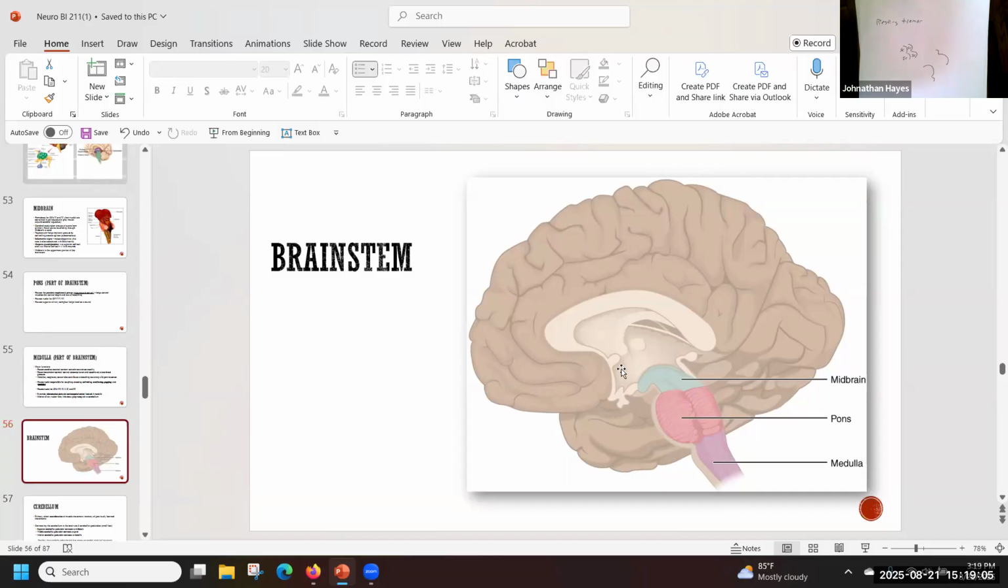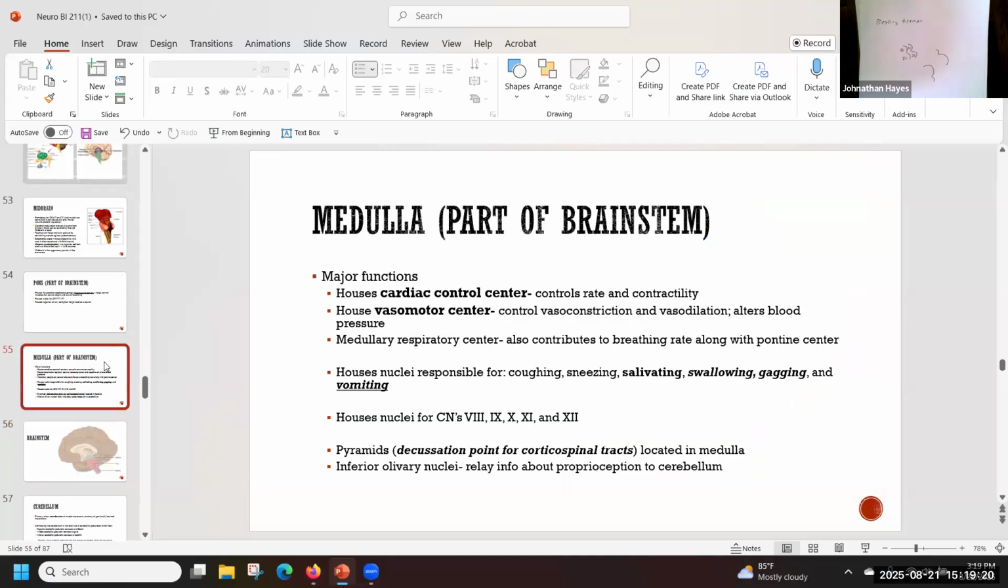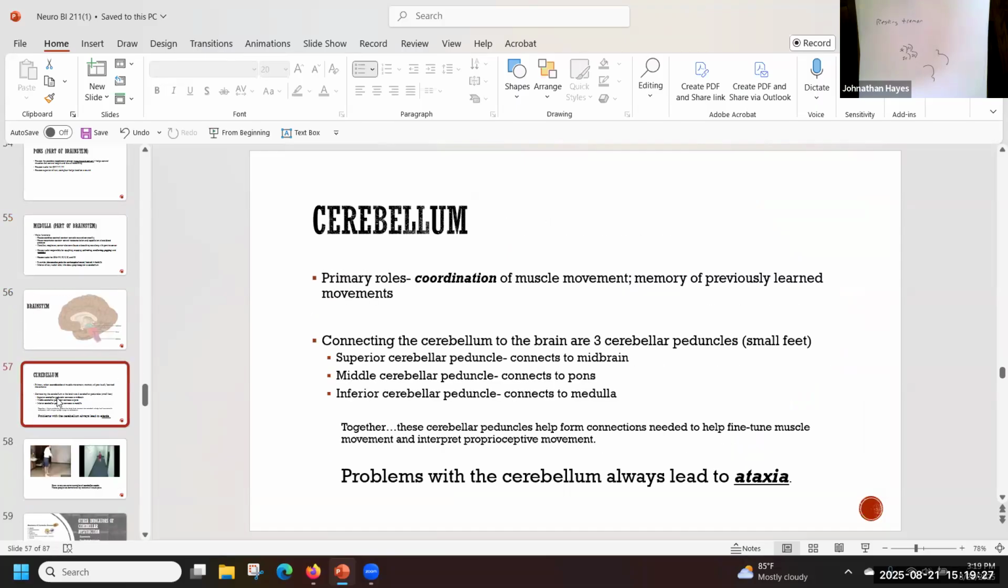So you got the hypothalamus that kind of sits right here, and that is maintaining proper homeostasis. And then you have the brain stem, pons and medulla, that's for respiratory or pulmonary control and cardiac control. Let's see. So there's pons, medulla. Cerebellum is for muscle coordination. So lack of coordination, if you remember, we call ataxia.